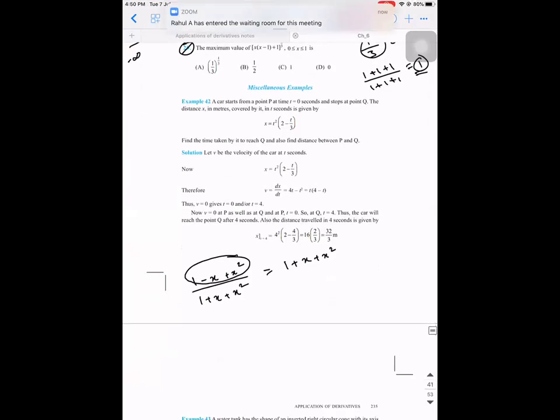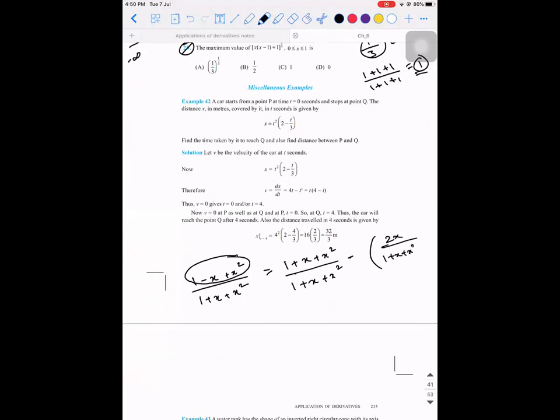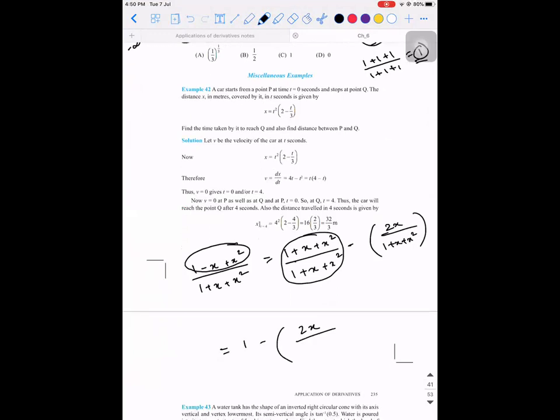So you can write it in terms of denominator 1 plus x plus x square, 1 plus x plus x square. Then how much should I compensate with? Then this is 1. So 1 minus x by 1 plus x square. You can do this one. Are you able to understand what I did? Can you repeat again?